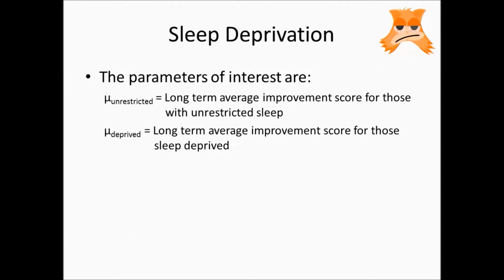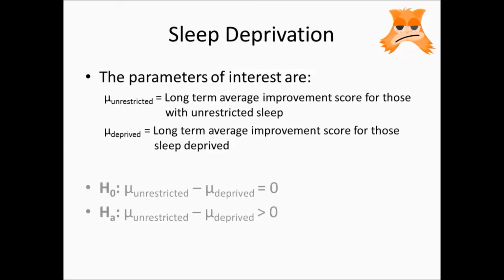We will let mu unrestricted be the long-run mean improvement on this task 3 days later when someone has had unrestricted sleep, and let mu deprived denote the long-run mean improvement when someone is sleep deprived for the first night. We can then write our hypotheses in symbols like this.